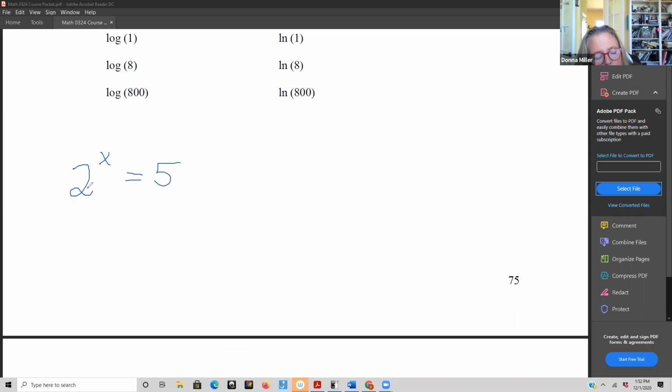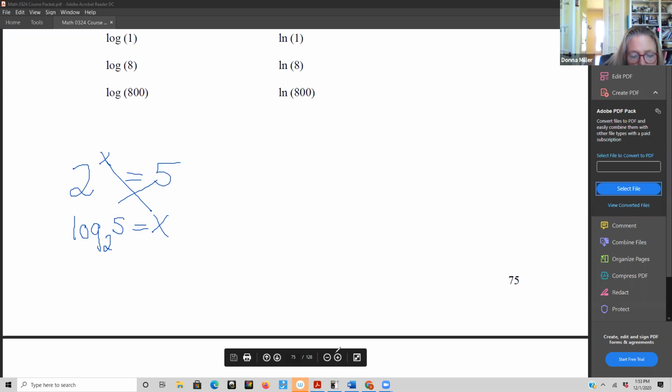But I don't have to know, because all I have to do is write this in logarithmic form. The base is 2, so that goes downstairs, and I switch these guys. So log base 2 of 5 equals x. And if I could figure out what the log base 2 of 5 is, that would be great. Well, your calculator's got a button. Okay, which means I'm going to pull up the calculator.